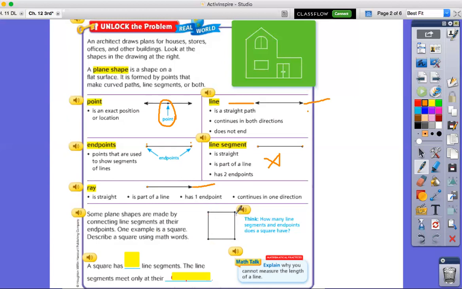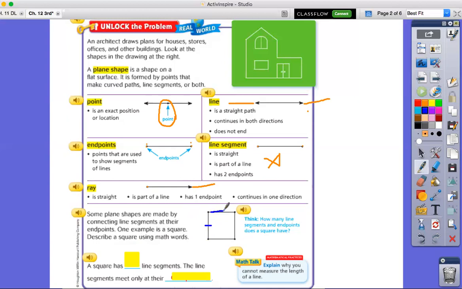How can we describe this using math words that we just learned? Look down here. A square has blank line segments. Let's find out how many line segments are in a square. Here's a line segment. Here's one, because this is a line segment.